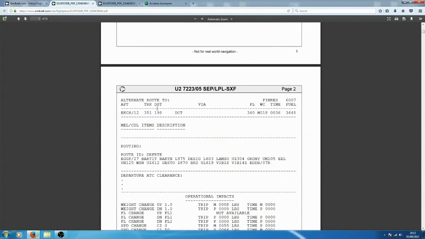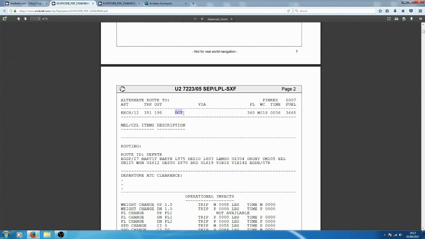Moving on, here we have information based upon your alternate airport. So here we have Echo Kilo Charlie Hotel, Copenhagen. This here is your runway, it'll be runway 12 there. It'll be a track of 351 degrees magnetic. Distance will be 198 nautical miles. And the DCT here, that means direct.